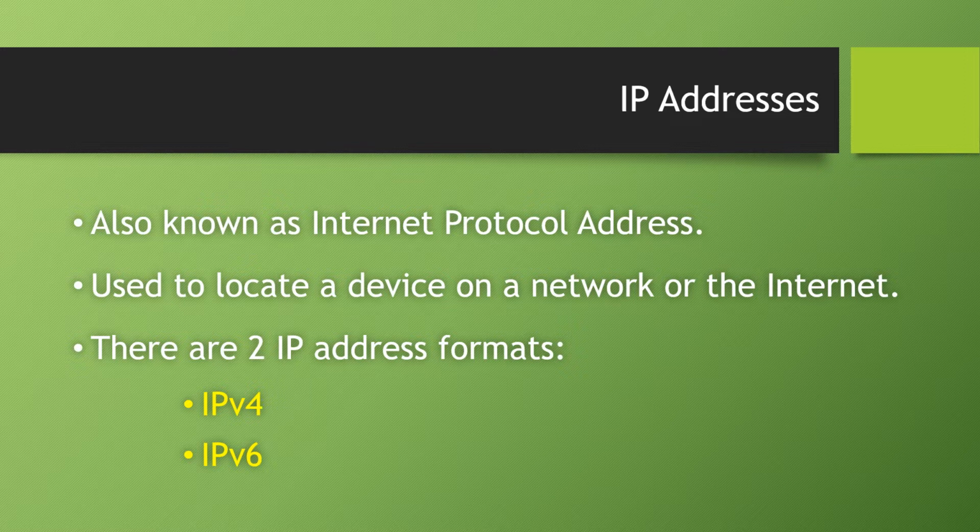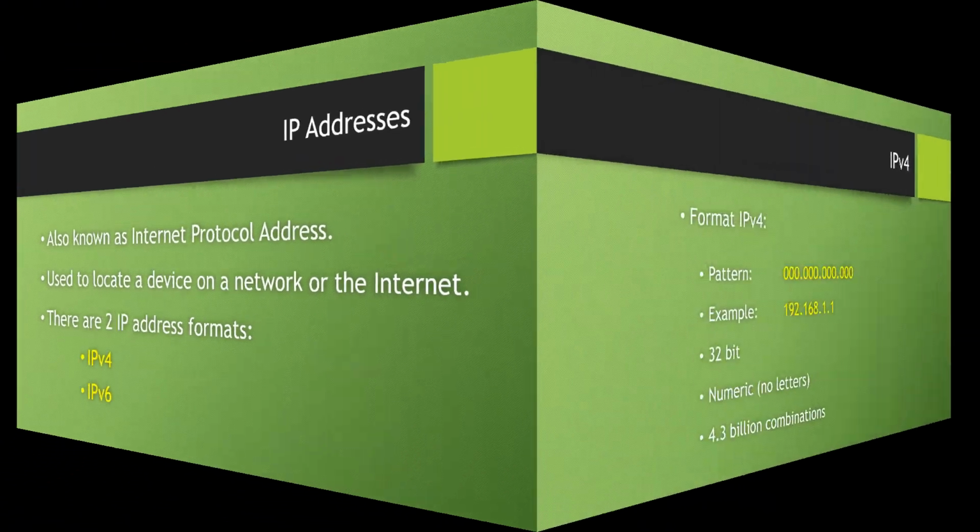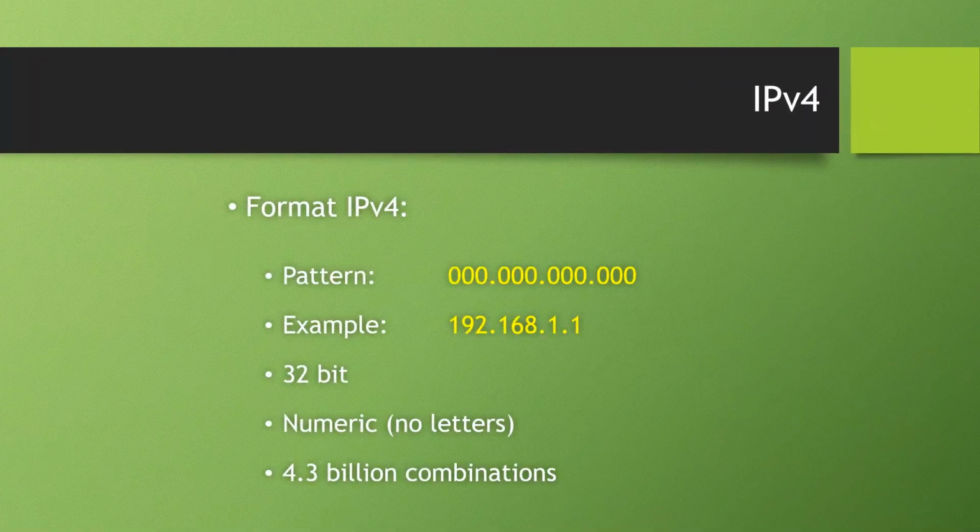address. There are a couple of different formats in use right now: the older IPv4 and the newer IPv6 are both formats of IP addressing currently in use today. First of all, the IPv4 format is the older of the two. The pattern is a numeric pattern of up to 3 digits, four groups of three with dots between them.